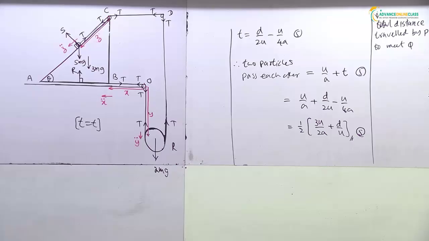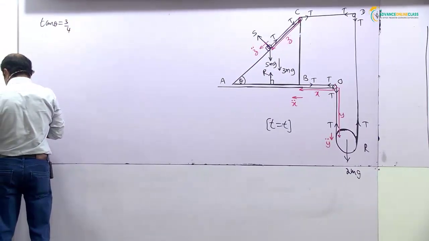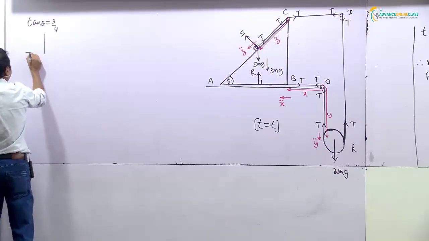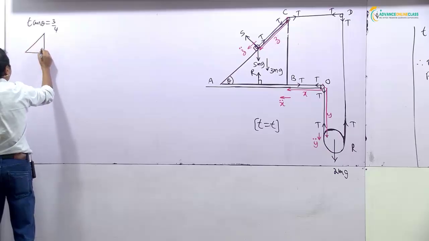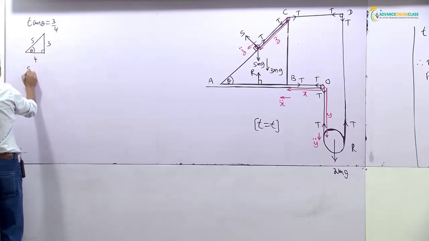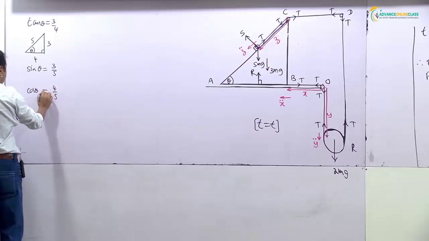Okay. Now, we are given tan theta 3 by 4. Then by drawing a triangle for tan theta 3 by 4, the hypotenuse is 5. Then we can write sine theta and cos theta. Sine theta 3 by 5, cos theta 4 by 5. Like this.